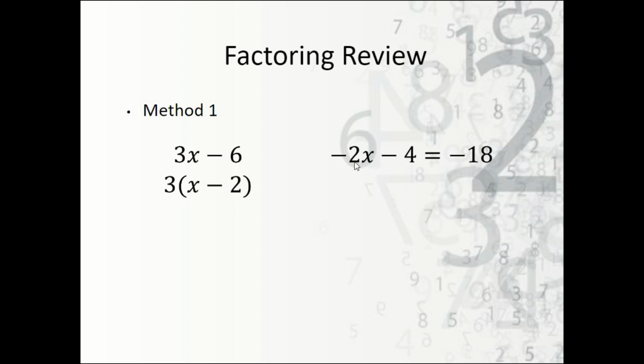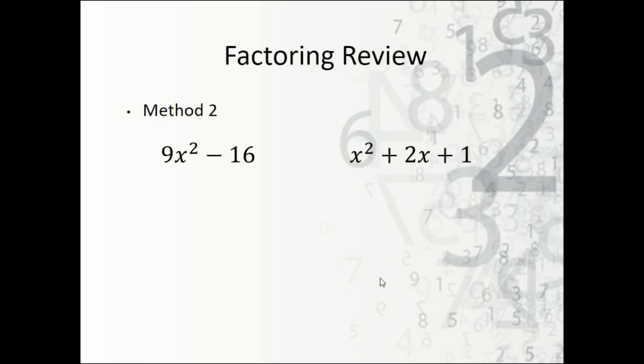Same thing here. We have 2x minus 4 is equal to negative 18. I can factor this, so I can take a negative 2 out of each. So this is negative 2 times x plus 2 is equal to negative 2 times 9. So that's method 1. Method 2 is difference of squares.